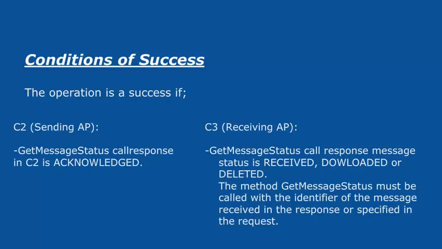The conditions of a successful message transfer would be described as following. At C2, the sending access point, the response to a get message status call would need to be acknowledged. On C3, the receiving access point, you would need to have a get message response in the form of received, downloaded, or deleted. Received would imply that the message successfully arrived to the access point. Downloaded, as the name implies, has been successfully downloaded by C4, or deleted, depending on the configuration stipulated in the P mode file. The message can be deleted at any time.